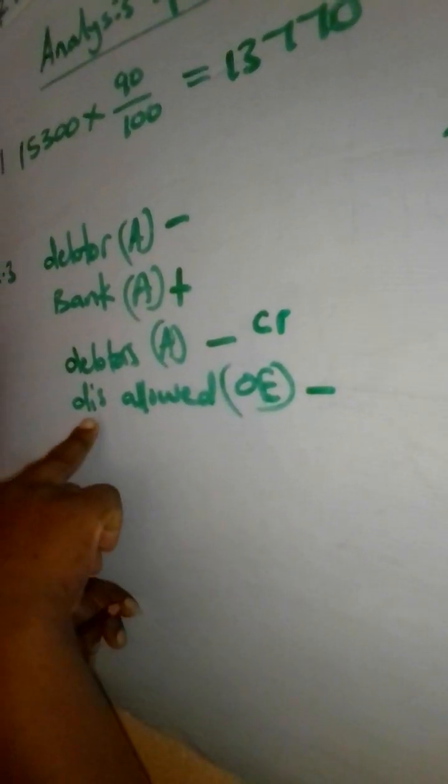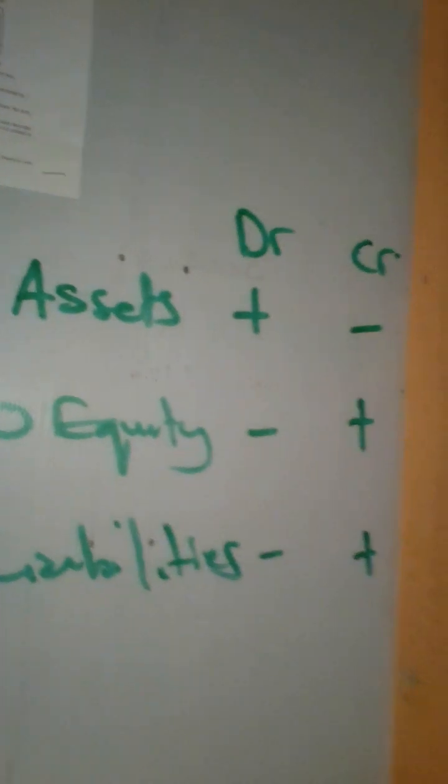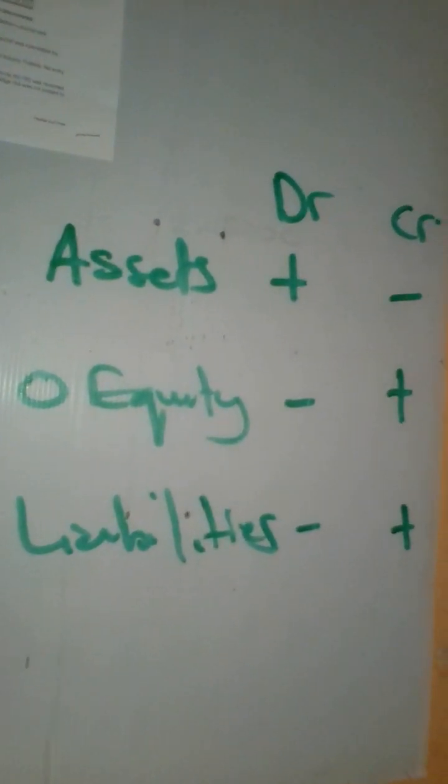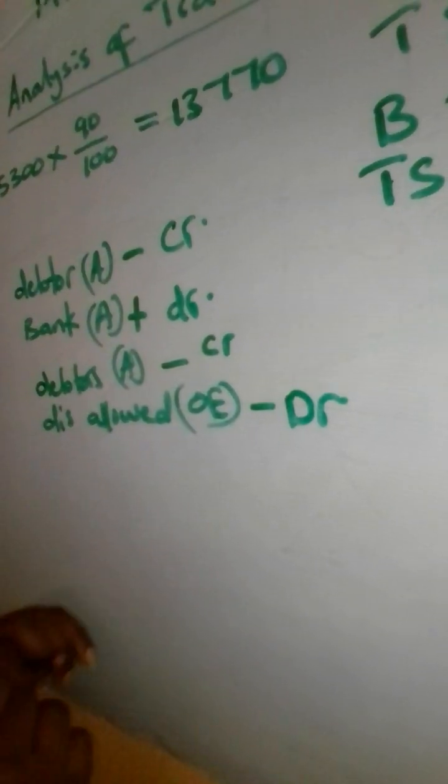What about discount allowed? Discount allowed decreases owner's equity. How do we decrease owner's equity? By debiting. The same thing here, we're crediting debtors, and then bank is increasing, so we are debiting our bank. So we already know what to do.